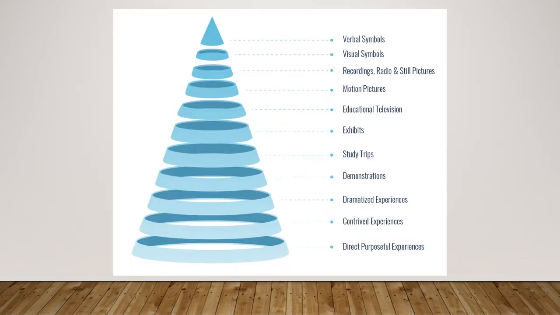This is the Cone of Experience of Edgar Dale. There are 11 levels. The bottom is the direct purposeful experience, and on the top is the verbal symbols. Later, I'm going to dig deeper into these topics for you to understand them more.